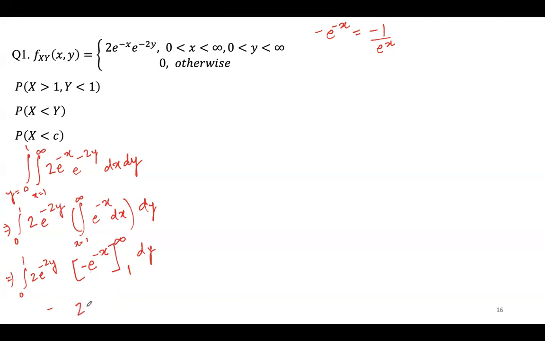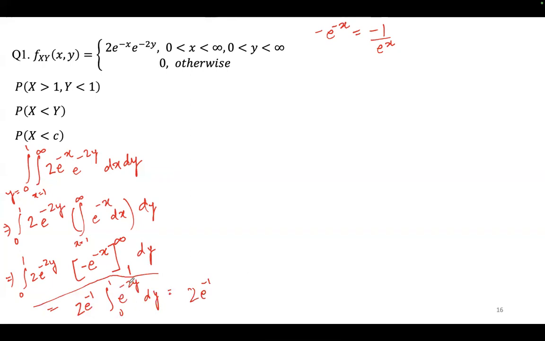So this is going to be 2 to the power e to the power minus 1, integration e to the power minus 2y from 0 to 1 dy. Did you understand how we got from this point to this point? Right? We're just putting in the limits. Okay, now again, 2 e to the power minus 1. Now we are integrating this thing.